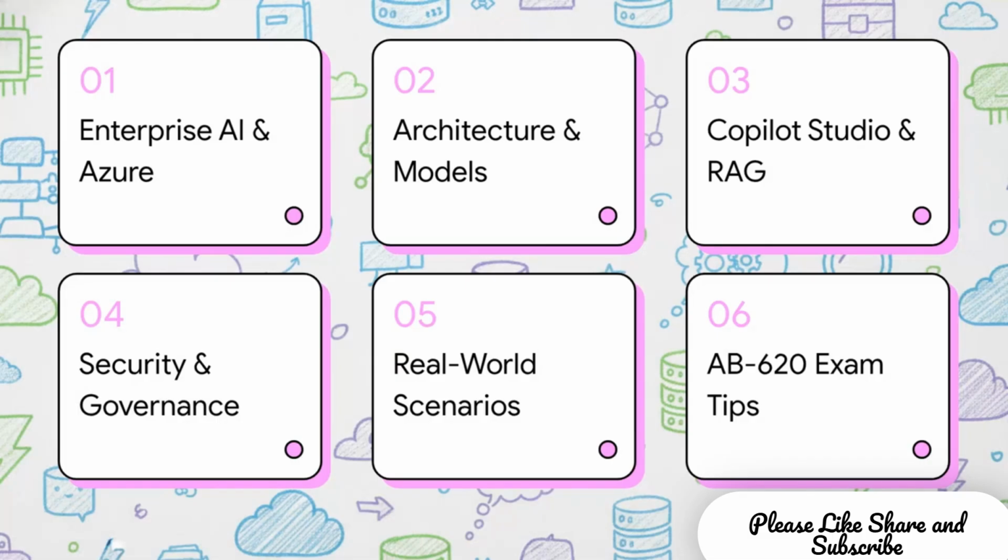No way. Okay, let's take a quick look at our agenda for today. We've got 1. Enterprise AI in Azure. 2. Architecture and models. 3. Copilot Studio and RAG. 4. Security and governance. 5. Real-world scenarios. And 6. AB-620 exam tips.